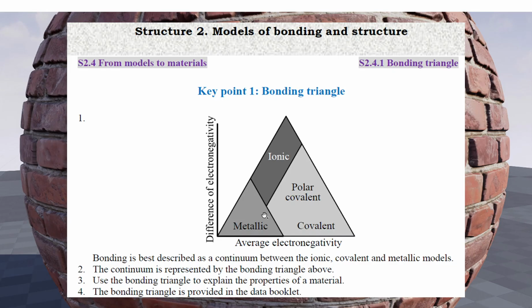So how can we decide what the bonding is? We call it a bonding triangle. It's given in the data book. It's a triangle decided by two factors. One is the difference of electronegativity, and the other is average electronegativity. By these two factors, you can mark the compound on the bonding triangle, and from the different position, you can decide whether it is a metallic, ionic, polar covalent, or pure covalent bond. All the things are given in the data booklet. The electronegativity data is also given in the data booklet. Get used to it.